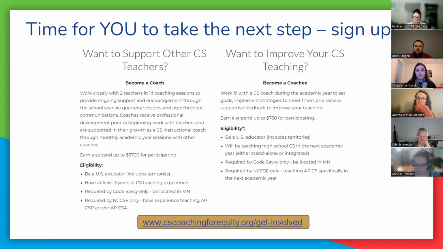Coaches have a $5,700 stipend for participating, because it is a significantly larger commitment. There's a summer PD, there's academic year monthly meetings, and then all of the cycles that you are leading your coachee through. A coachee receives a $750 stipend for completing all of the research components that we have. And I believe everybody this year received a swivel kit. So we ask you to do some classroom observations by recording your teaching.